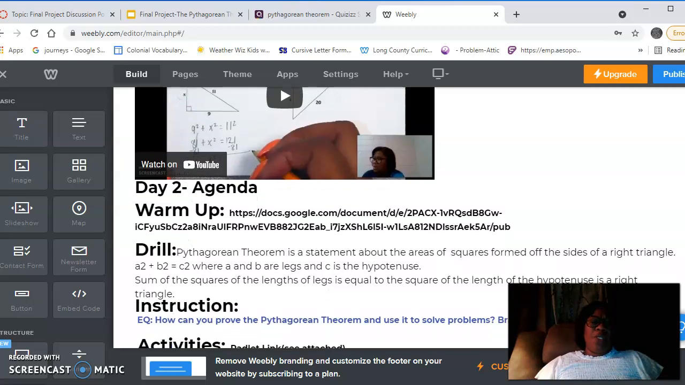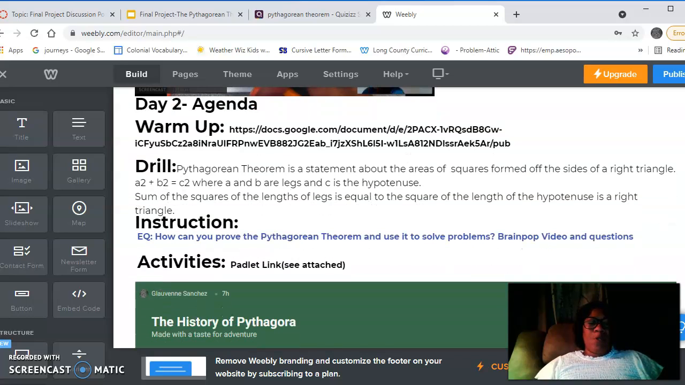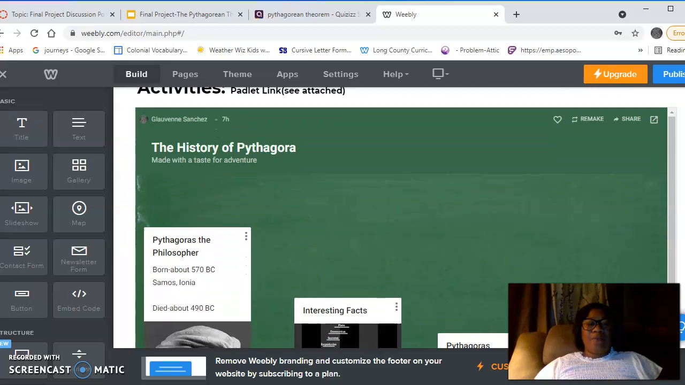On day 2, same thing, the warm-up. Then they have the drill and the instruction. It's a different essential question, and then a BrainPOP video with questions to kind of warm up the day. The activity for day 2 is a Padlet, and it discusses the history of Pythagoras, which is the person that the Pythagorean theorem is named after.